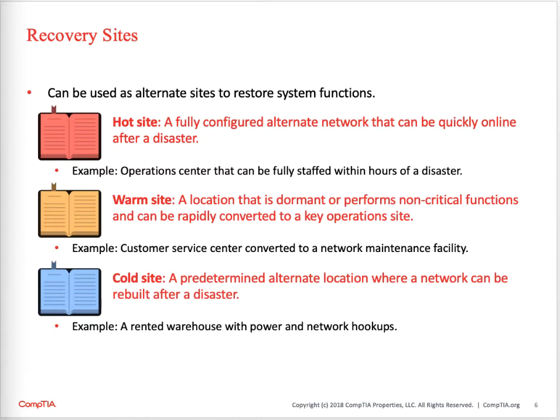And then we have a warm site. So a warm site is a location that is dormant or performs non-critical functions that can be rapidly converted into a key operations site. So maybe you have a customer service center that we can convert into a network maintenance facility, right? And then we have a cold site, and that is going to be a predetermined alternate location where a network can actually be rebuilt. So this is just going to be like an empty site that has the capability of power and network hookups.